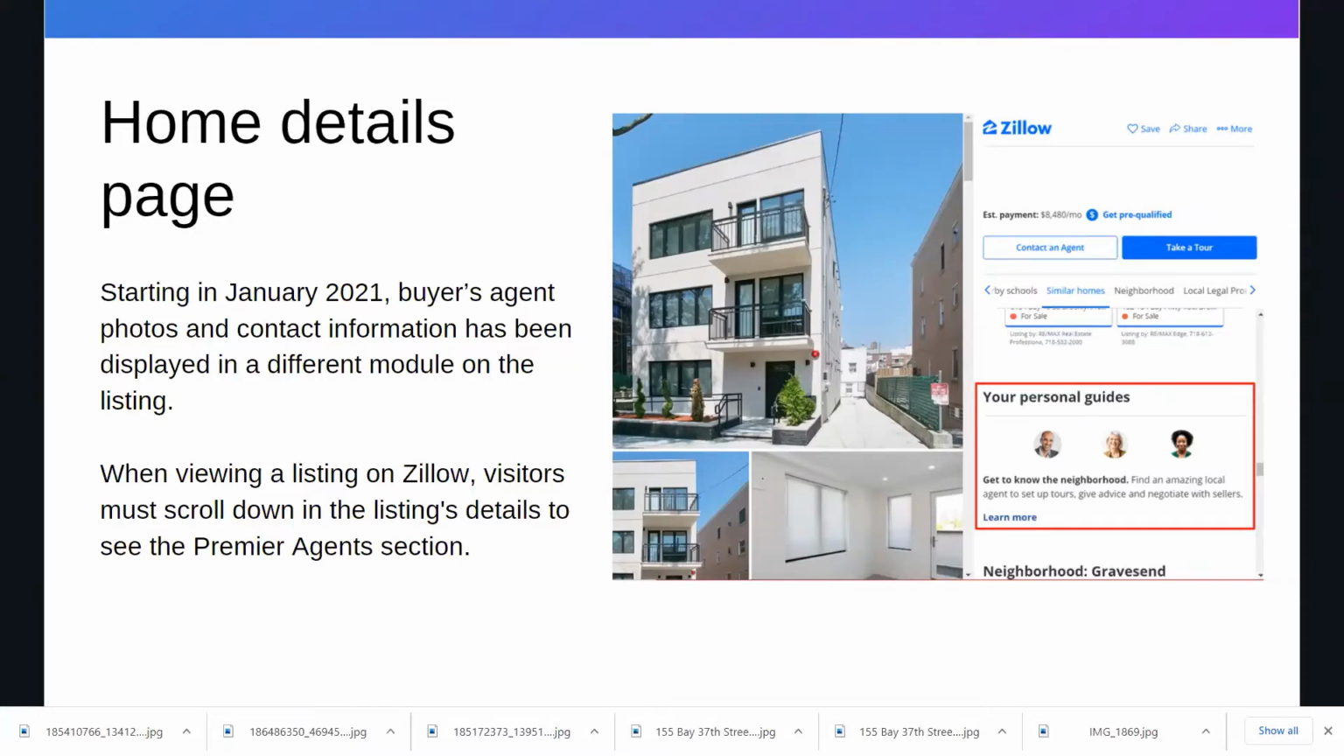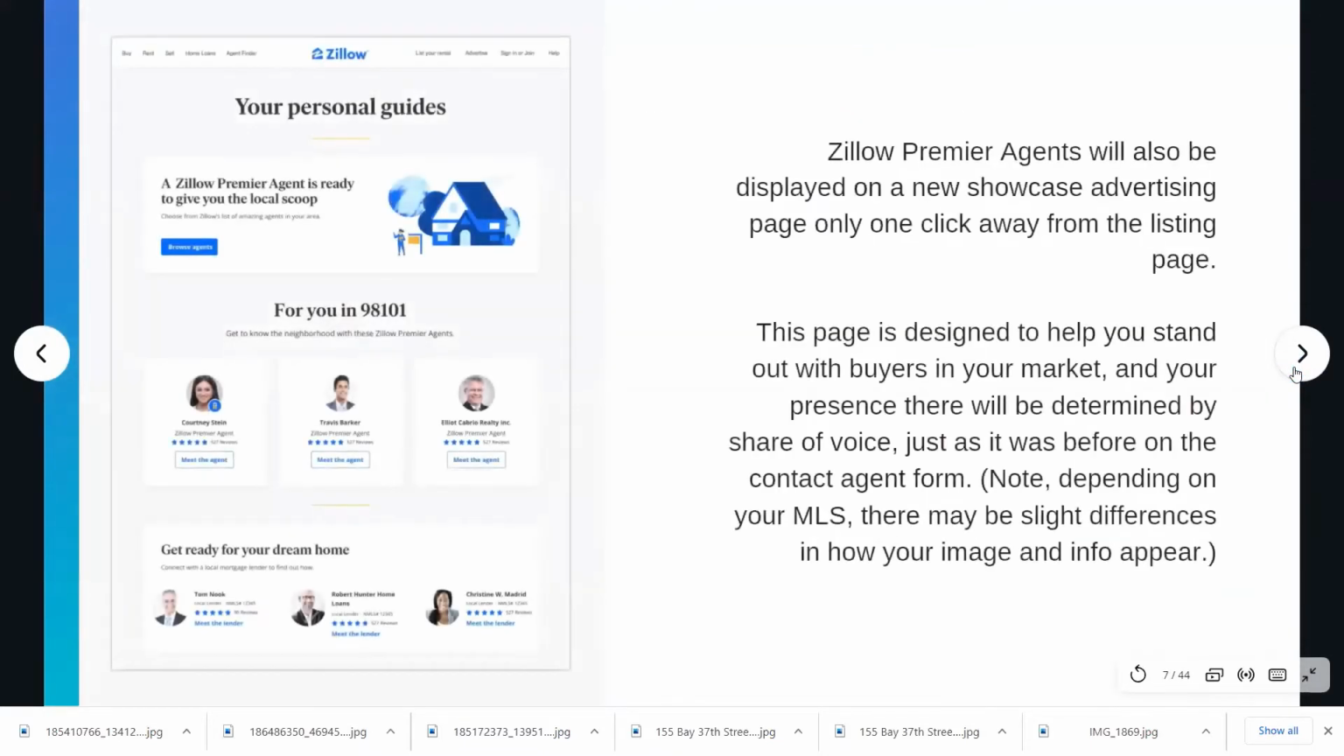Again, it says your personal guides. When viewing a listing on Zillow, visitors must scroll down in the listing's detail section to see the Premier Agent section. Your personal guides, Zillow Premier Agents, will also be displayed on a new showcase advertising page, only one click away from the listings page. This is designed to help you stand out with the buyers in your market, and your presence there will be determined by your share of voice. And we're going to get into that in a second.